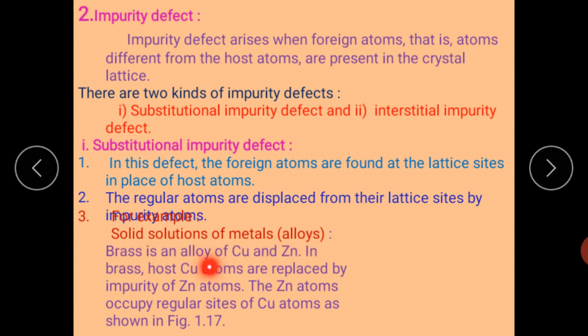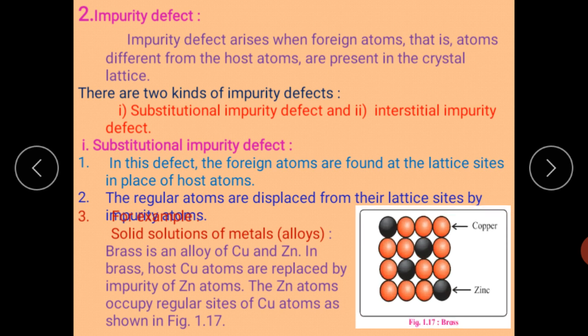Brass is an alloy of copper and zinc. In this case, the copper atoms are replaced by the impurity of zinc atoms. Zinc atoms occupy the regular sites of the copper atoms as shown in this figure. In this case, these red colored balls are the copper and the black colored balls are the zinc. This regular site of copper is replaced by the impurity of zinc.